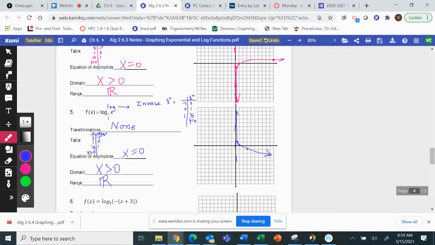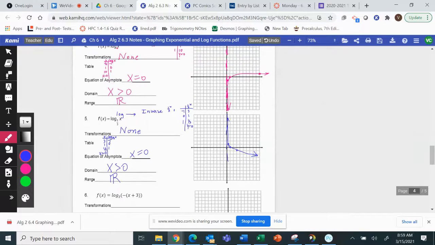Okay, I'm looking for somebody to tell me why they think the pink and the blue ones are different. Both of those are logarithms. Both of them had no transformations. Why do they look like they're going different directions? Ashlyn. Ashlyn said one is growth and one is decay.